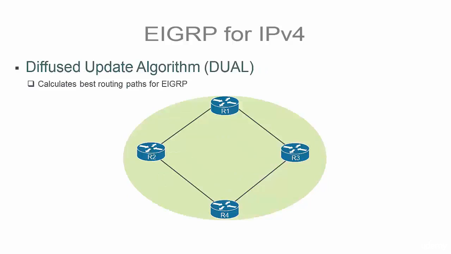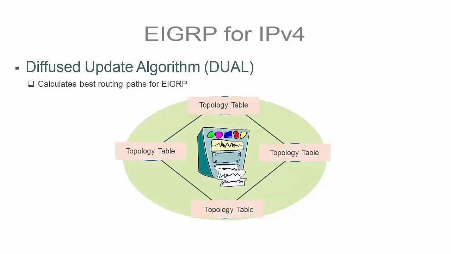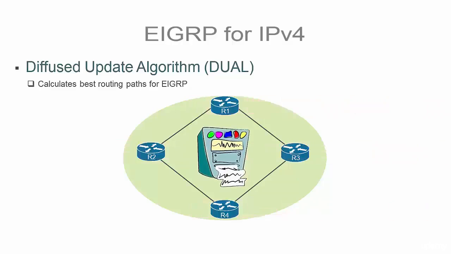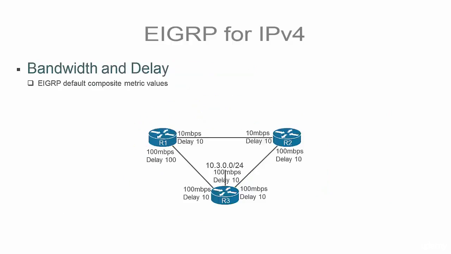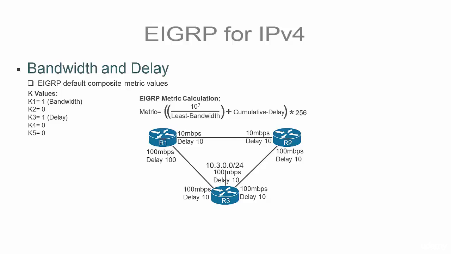To calculate routed paths, EIGRP uses the Diffusing Update Algorithm, also known as DUAL. With this algorithm, topology tables are created on routers. Once the algorithm is run, it can create the routes in our routing tables for EIGRP. The metrics that EIGRP uses by default to calculate its best routed paths are bandwidth and delay. Bandwidth and delay are enabled with the default K values that are used for EIGRP to determine what values to use in its routing formula.